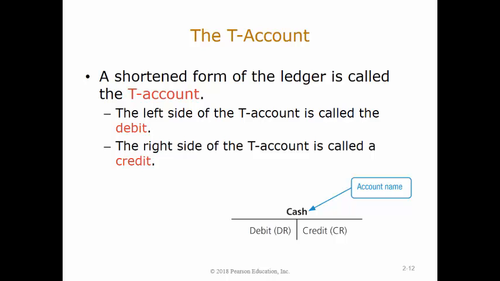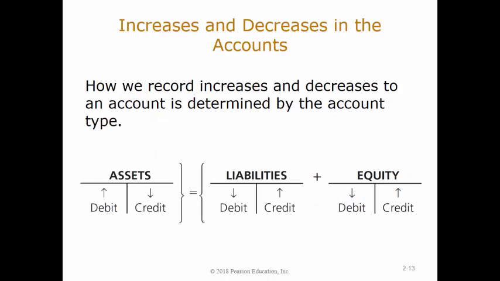The left and right sides of the T account are used to record increases and decreases in the account. Debit is abbreviated as DR and credit is abbreviated as CR. Increases and decreases to an account are determined by the type of account: asset, liability, or equity. Depending on the type of account, increases are recorded on one side and decreases are recorded on the opposite side.